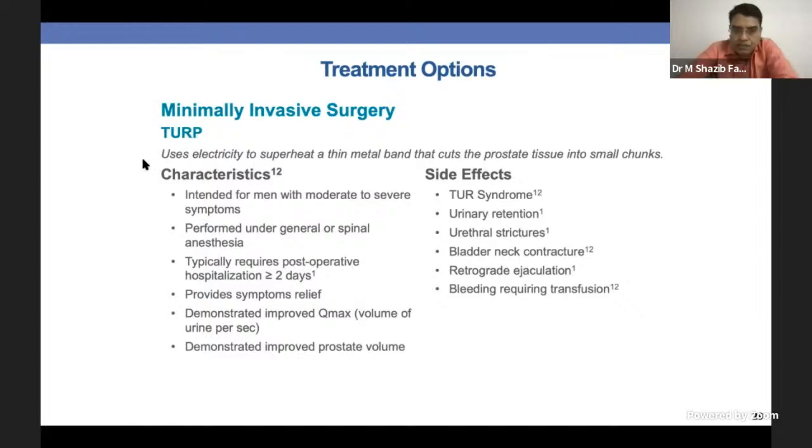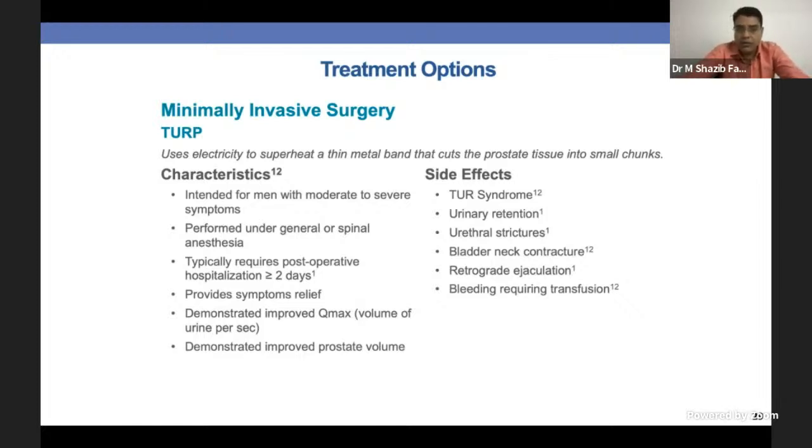In this, a probe is used in which electricity is passed, which increases the temperature of that metal band and cuts the prostate tissue into small chips. It is used for patients who are not satisfied with medications and have moderate to severe symptoms. The patient has to undergo spinal anesthesia or sometimes general anesthesia. Post-operative hospitalization is required, maybe 2 days or more.